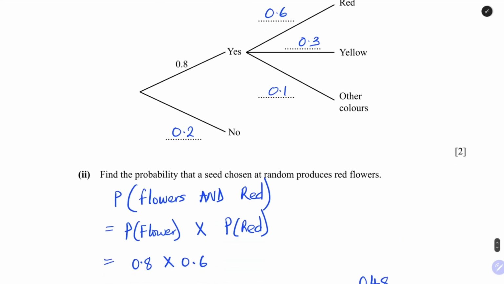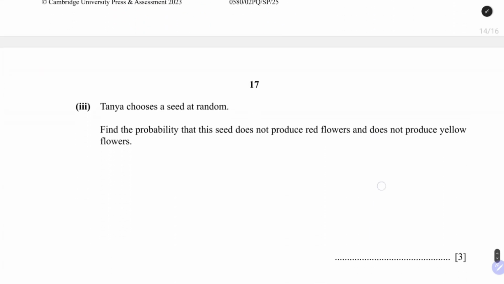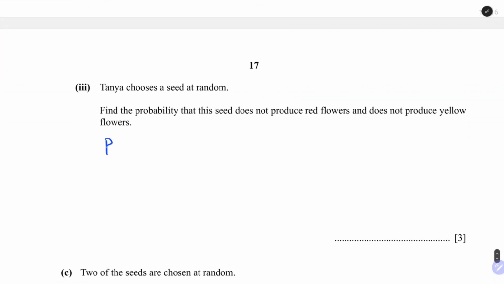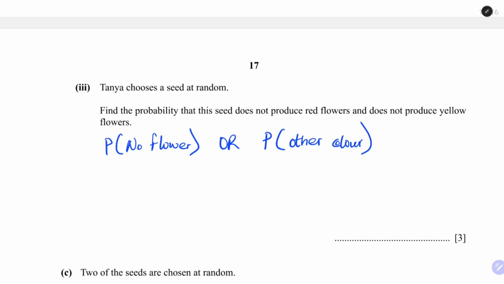The very first option here is that it doesn't flower at all, that is the probability of no flowers at all, or the probability that it has other colors. I hope you understand this. If they are saying it doesn't produce red and it doesn't produce yellow, and the seed was chosen at random, you were not told whether it is of the seeds that produce or not.